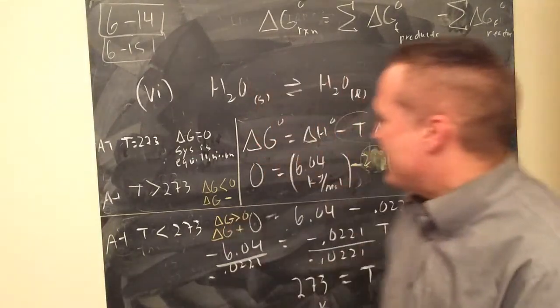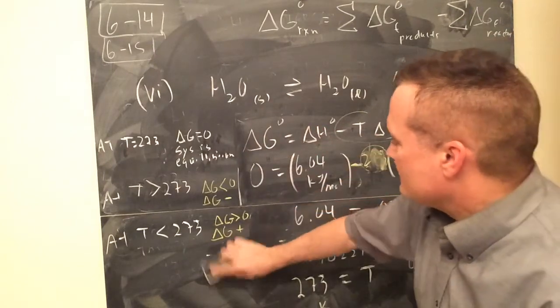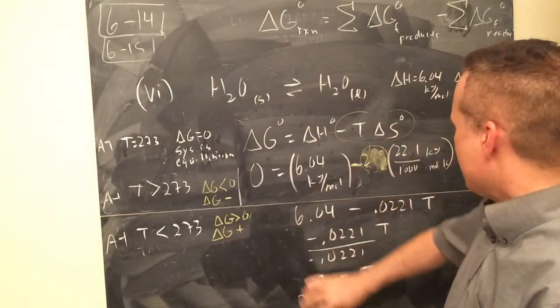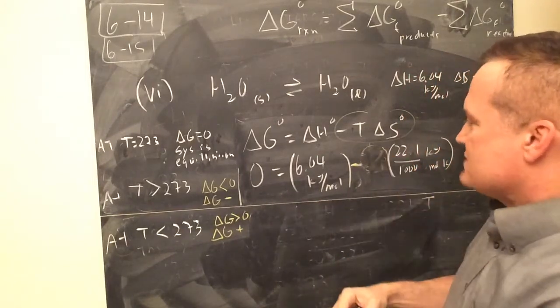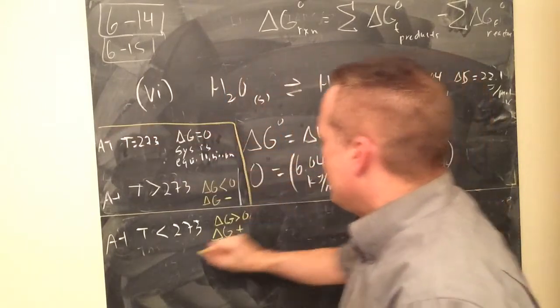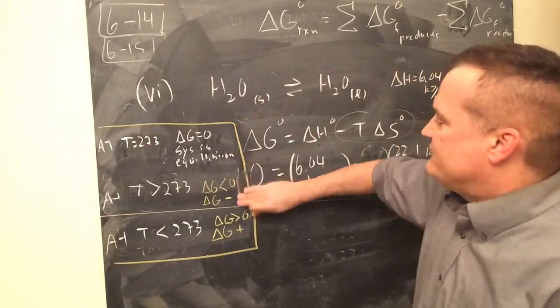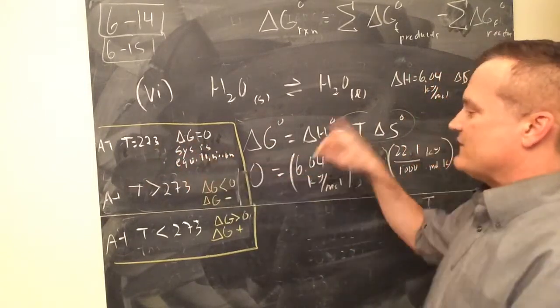Now, this is a mess. I'm writing all this on the board right here. But let me get all this other part out of there for a minute to restate it. So here's a little chart that you want to be thinking about. If you're at exactly 273, delta G is 0, the system's in equilibrium, nothing's favored.